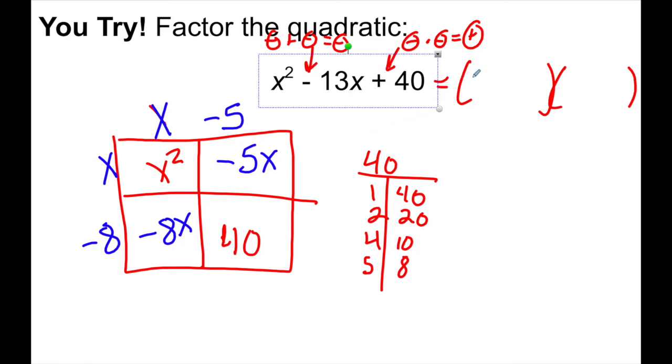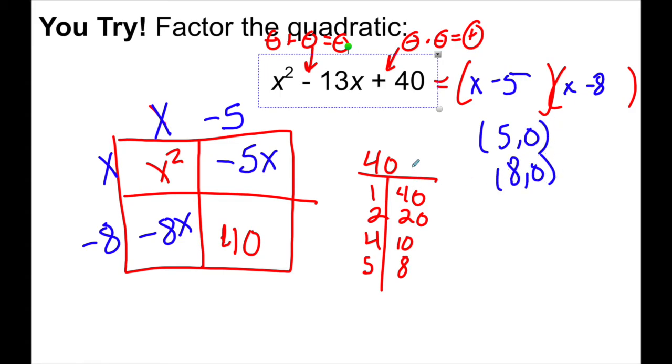So what we should get is x minus 5. This is an important skill, okay? x minus 8. And then if I ask for intercepts, it'd be (5, 0) and (8, 0). Okay, so again, please make sure you understand how I did that problem. And then in a moment, I will move on to the next problem.